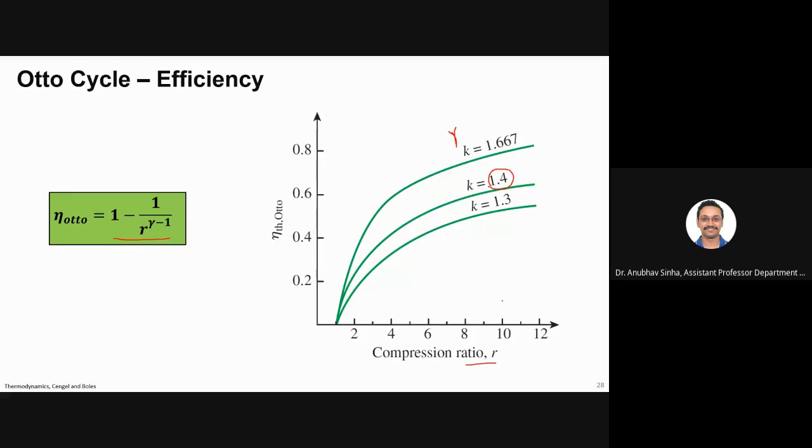So what we see here is that efficiency keeps on increasing with compression ratio. The higher the compression ratio you have, the higher the efficiency you will get. And this is how it varies. The efficiency is shown on the y-axis. It also increases with gamma: for the same compression ratio, if you have different gamma, efficiency will increase with gamma. Is this clear to everyone?